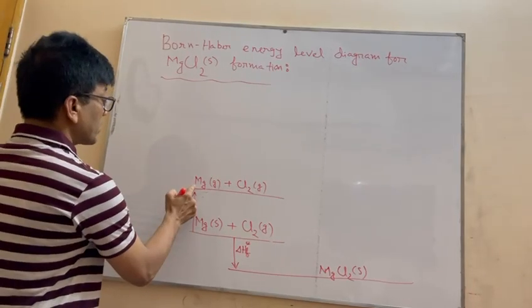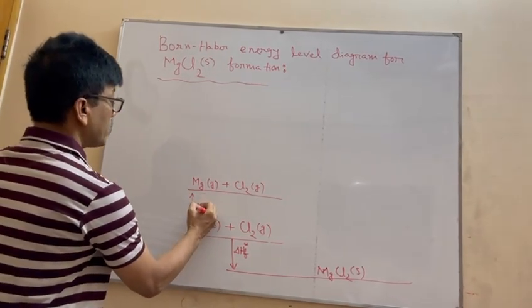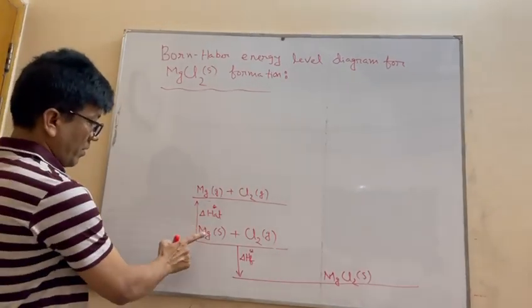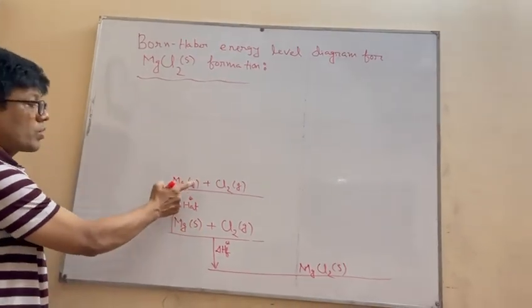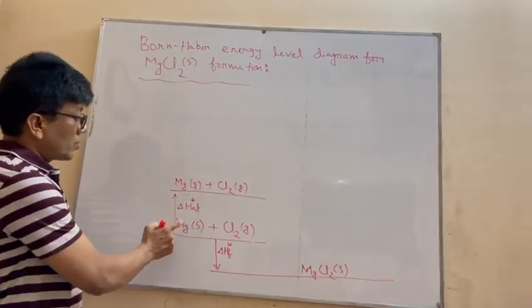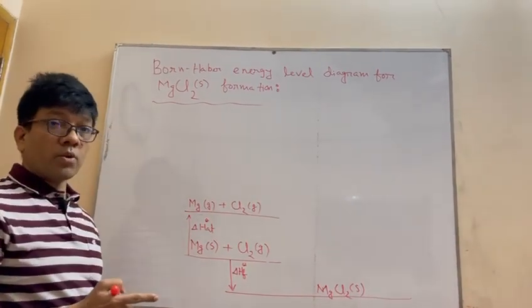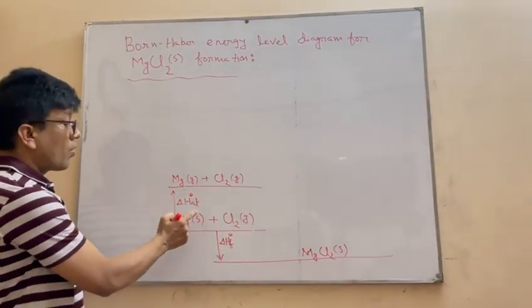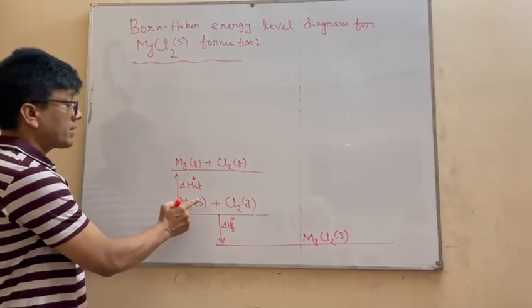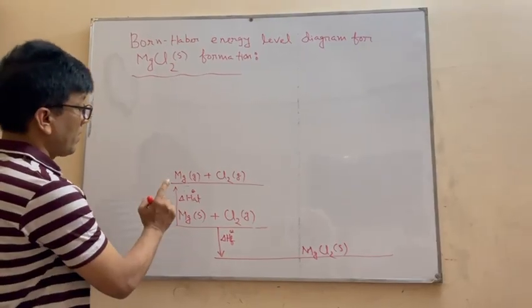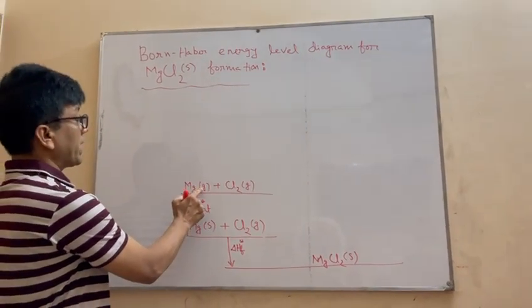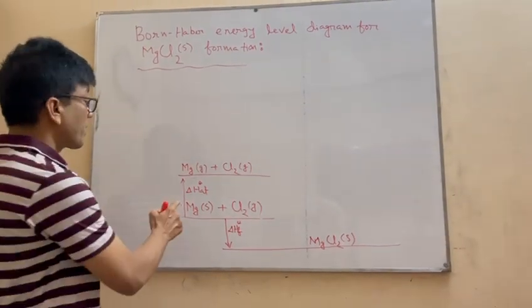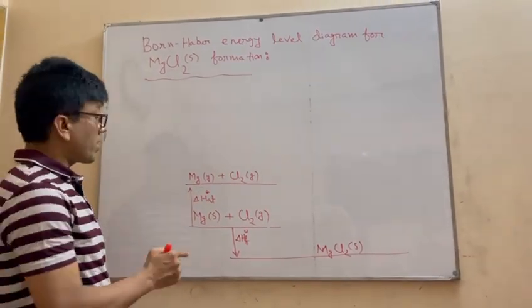So from this to this, enthalpy change will be delta H atomization, magnesium standard state to gaseous atom. So what is enthalpy change of atomization? 1 mole of gaseous atom is produced from its elements in its standard state, magnesium solid to gaseous magnesium atom. This energy change is a standard enthalpy change of atomization, and this is endothermic.